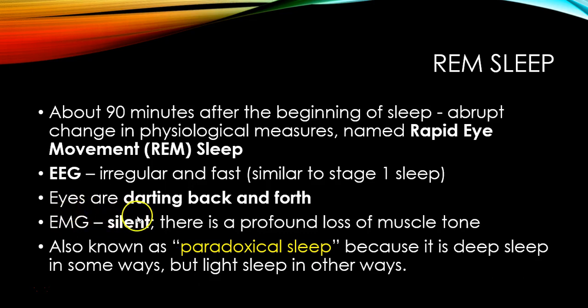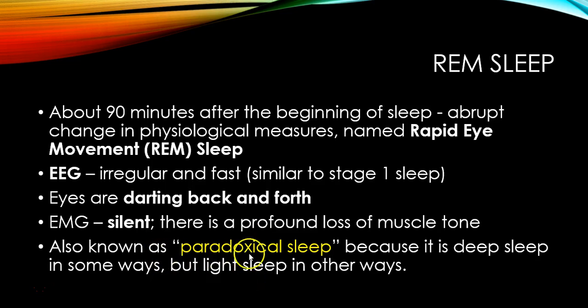The eyes are darting back and forth, and again we've got those EOG electrodes around the outsides of the eyes, and we can see the eyes are moving back and forth. Again, you might have seen this if you've ever been around someone who's sleeping, and all of a sudden while their eyes are closed, you can see the eyes moving back and forth. Well, that is REM sleep. And the EMG, the muscle activity, is silent. There is a loss of muscle tone during this time.